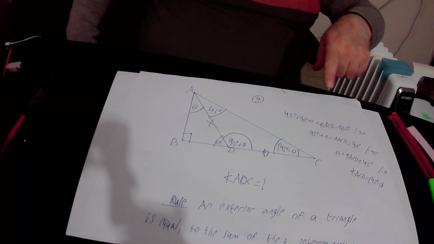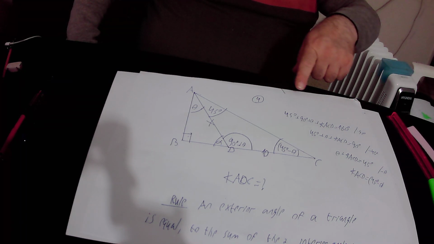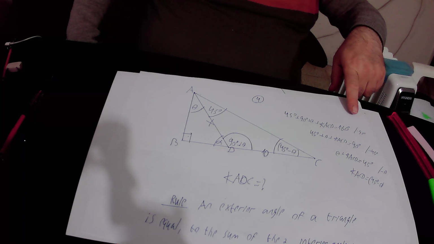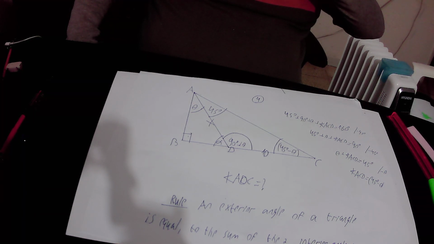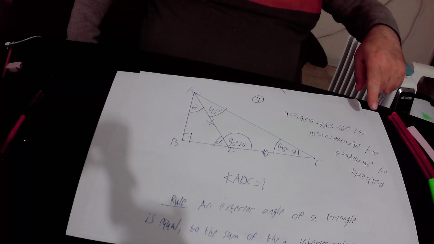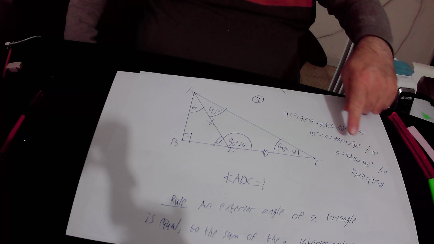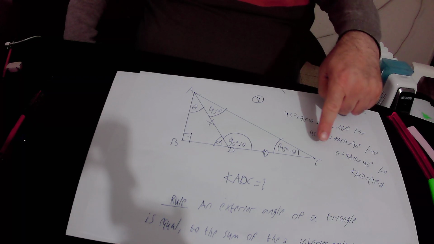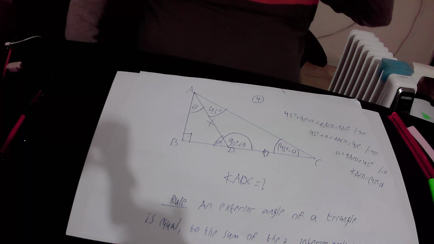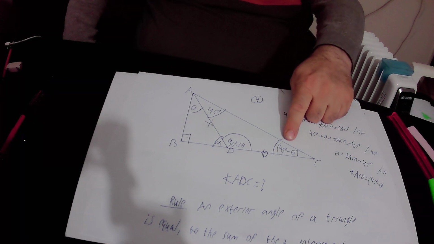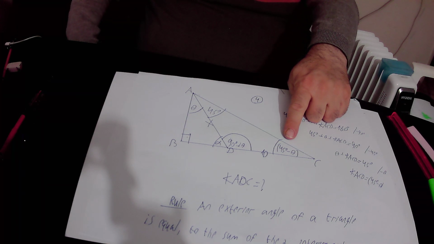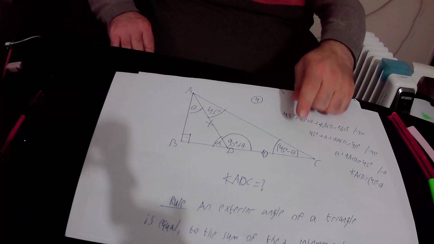We subtracted 90 degrees from this equation, and then we subtracted 45 degrees, and then we subtracted theta, and in conclusion found out that the missing angle ACD equals 45 degrees minus theta.